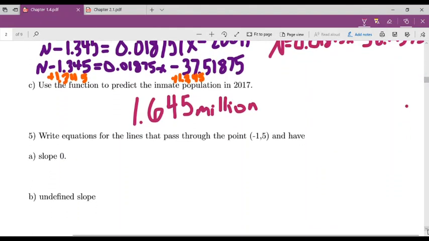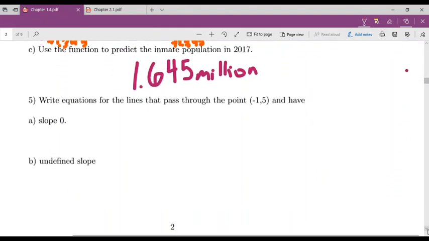Now if we move on to number 5, it says write equations for lines that pass through the point and have, the first one says, slope 0. So, okay, if we think about a slope 0, that means we rise none, we run none, which kind of makes not so much sense. But if we think about it in another sense, we've got an XY axis here, and it's not the prettiest. So -1, up 5 is going to be somewhere right here. Okay, guesstimate.